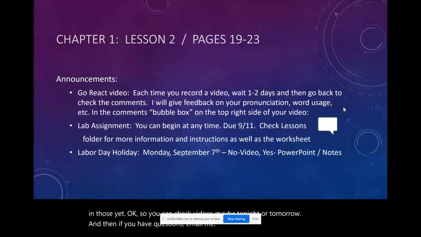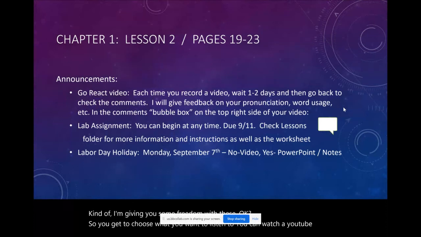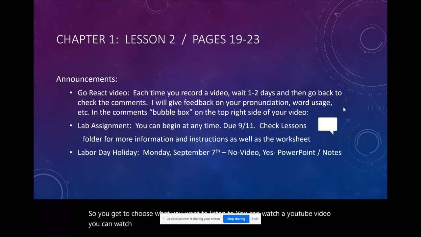The second announcement is about your lab assignment, okay? If you remember at the beginning of the course, I told you we have 4 lab assignments. The lab assignments are kind of, I'm giving you some freedom with these, okay? So you get to choose what you want to listen to. You can watch a YouTube video. You can watch the news on the internet, or you can listen to the radio. I have some suggestions if you need help finding something good to listen to.